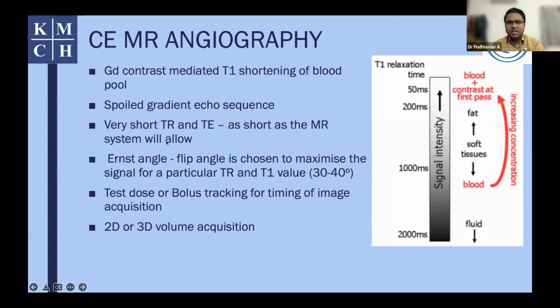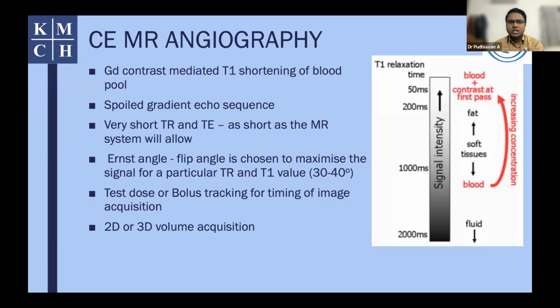In this sequence, we use a very short TR and TE, as short as the MR system will allow, because the blood is mixed with gadolinium, which has a very short T1 relaxation time, and you can get away with using a very short TR and TE and still get high signal intensity in T1 weighted images. The flip angle that is used is mostly in the range of around 30 to 40 degrees. And this is called the Ernst angle, which is the flip angle that is chosen to maximize the signal for a particular TR and a T1 value.